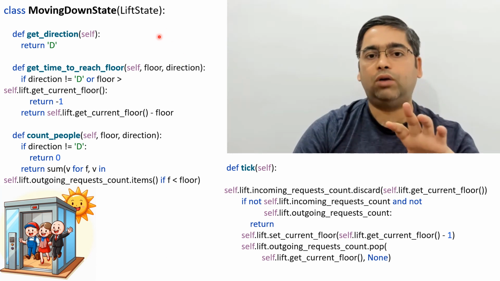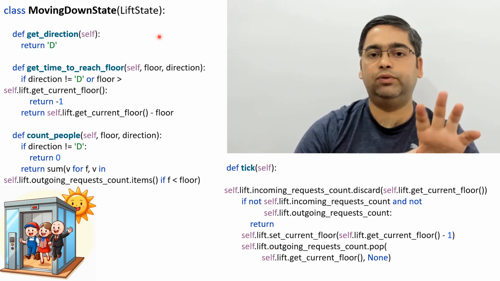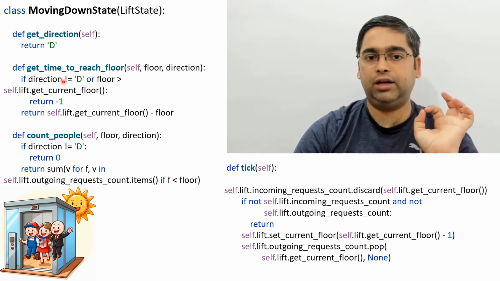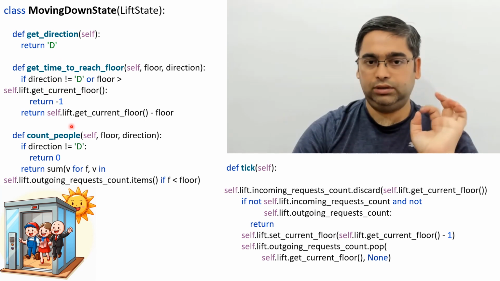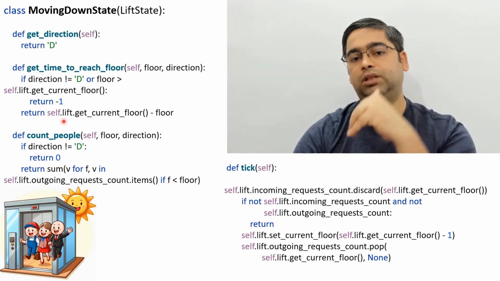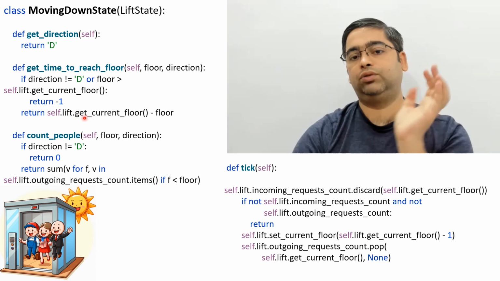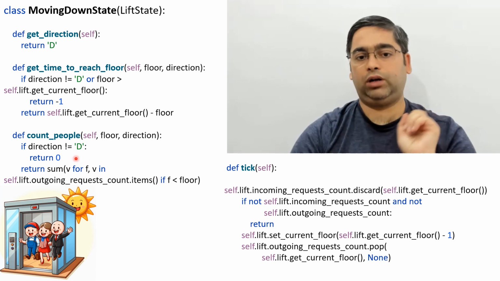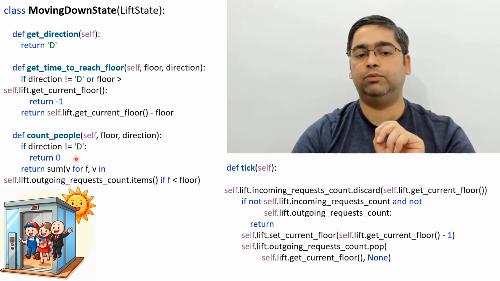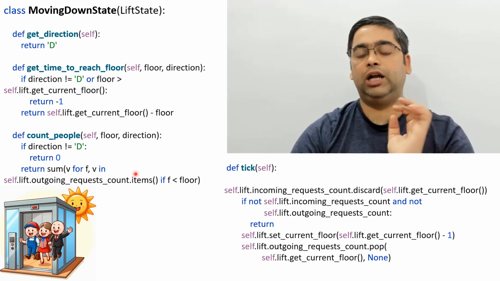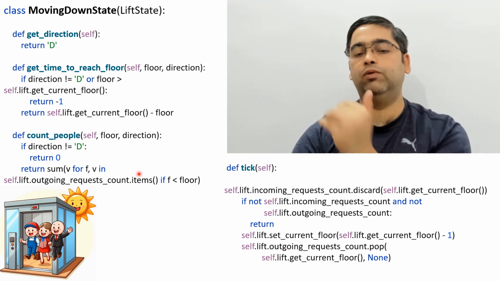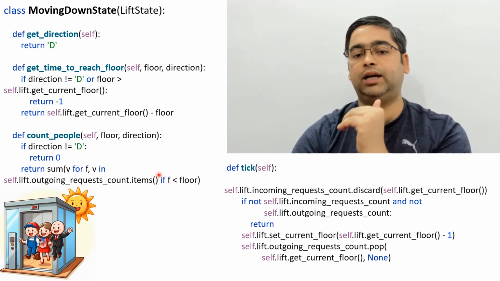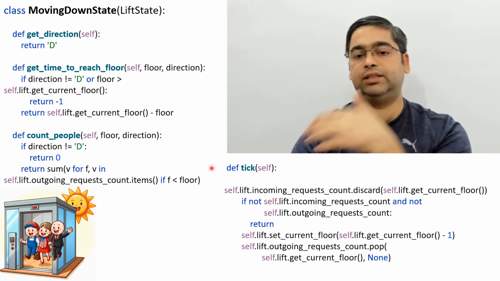Logic for the moving down state is very much similar to the moving up state. Direction will be D. It will also check for invalid requests, and here the current floor is higher since the lift is going down, so we will reduce the current floor minus the destination floor. For counting people, again it will check the move direction, return 0, else it will count all the people who will move out of the lift after the given floor. So the people who are already inside the lift and whose floor is less than that floor.